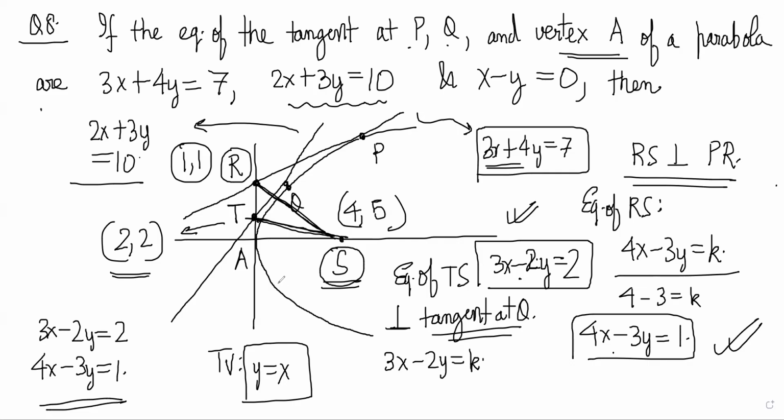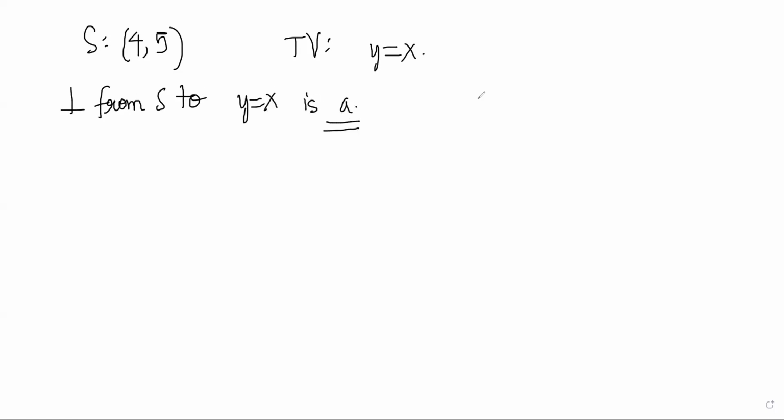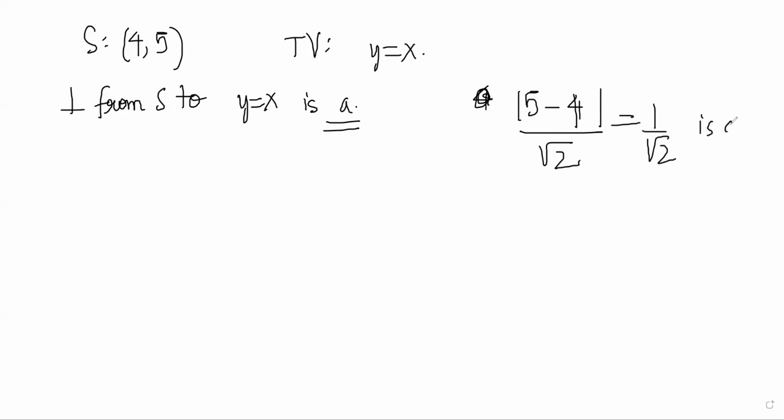And once I find my focus, the rest of the problem is pretty easy because we know the equation of the tangent at vertex. So we have focus S as (4, 5). The tangent at vertex is y is equal to x. So the perpendicular from S to y is equal to x is A, right? So therefore it will be (5 minus 4) over root 2. So 1 over root 2 is A. So therefore the length of the latus rectum is 4 times A. So 2 root 2. We found that.